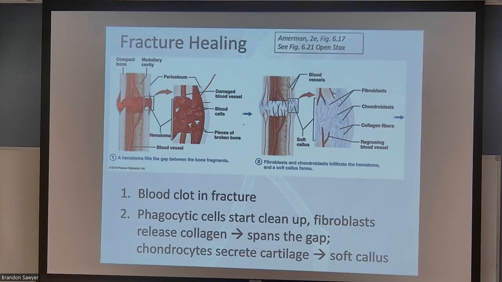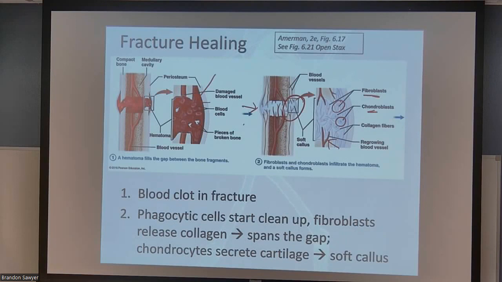Okay. So we go from the blood clot to this kind of cleanup phase where we get fibroblasts landing there, chondroblasts, and those chondroblasts are then sending out collagen-like tissue, sending out cartilage-like tissue, same thing that the fibroblasts are doing. Blood vessels start to regrow, okay? And so we get what's called this kind of soft callus, okay? So it's like a cartilage callus, right? So we can see that there. Soft callus is the next step.